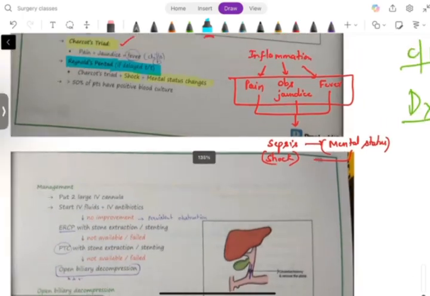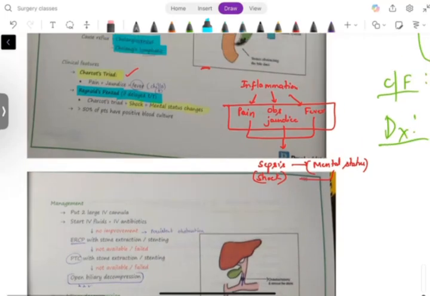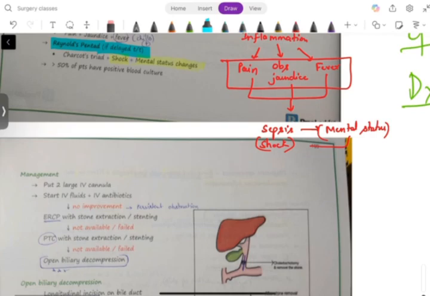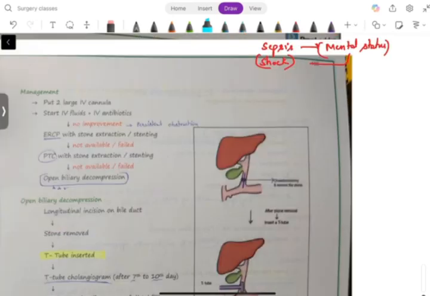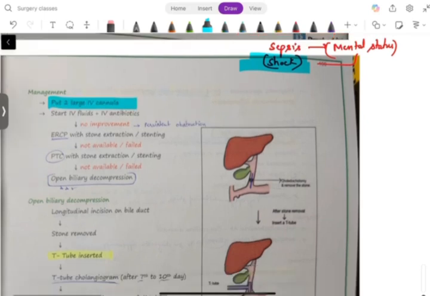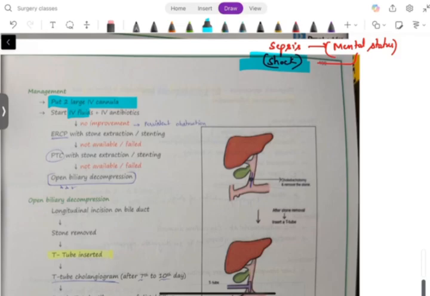These two are important. So now we have identified that there is cholangitis and we have diagnosed it, based on the clinical symptoms itself. This is a clinical diagnosis. After this, what is the management? So probably there is shock. If there is shock, you have to treat it with adequate amount of fluids. So put 2 large IV cannula, start IV fluids, and since there can be an infection, because of that there is fever, and hence if there is infection, you need to treat it with antibiotics. So you give IV fluids and IV antibiotics.